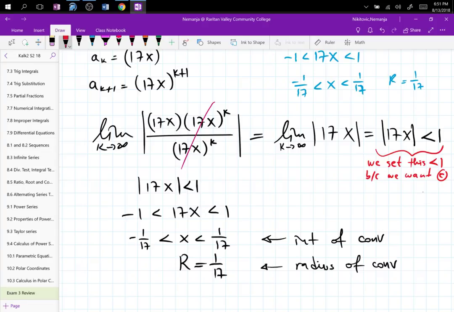And backing up for alternating series. Alternating series can diverge if the limit doesn't equal 0. You would see that before you take the limit. And if they diverge, then it's divergence. So you have 3 choices there.